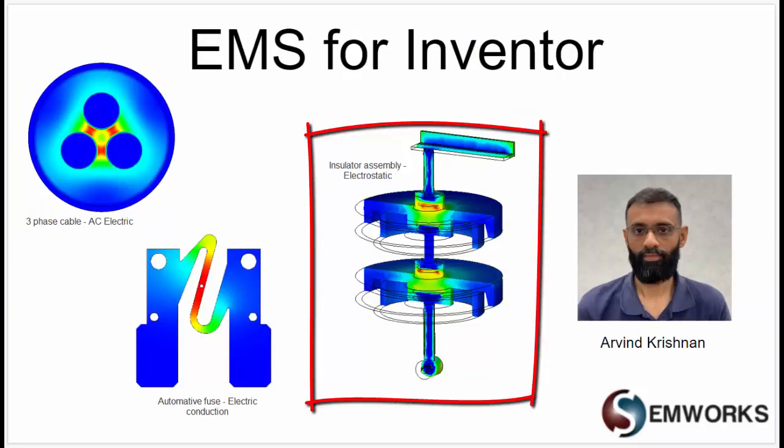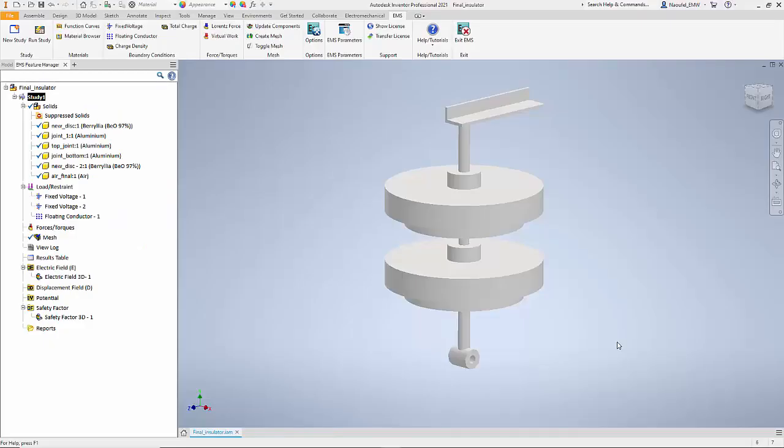Now we will take a look at the electrostatic solver, and we will use the insulator assembly. In this example, we will study an insulator assembly and the objective is to find out the electric field in the insulator as well as the air surrounding the insulator.